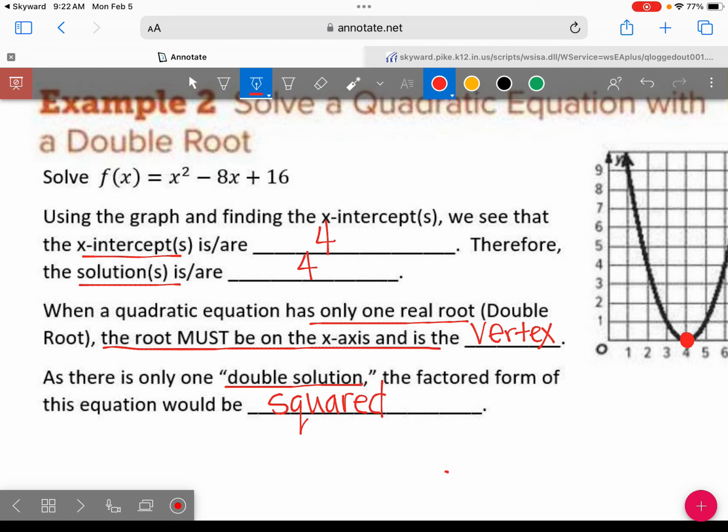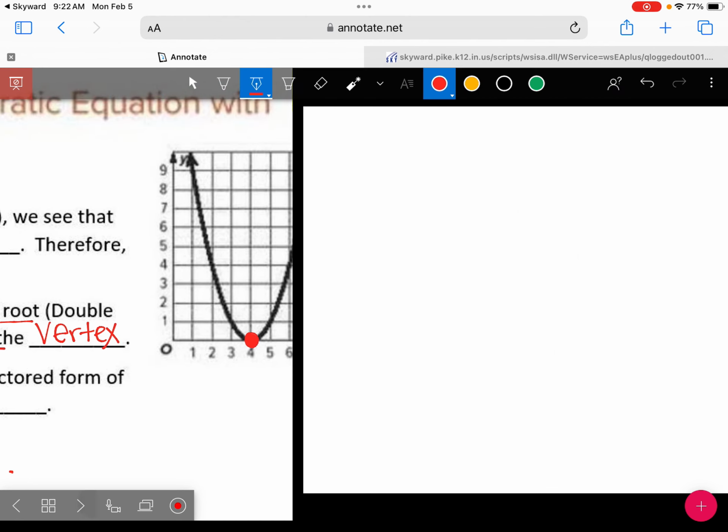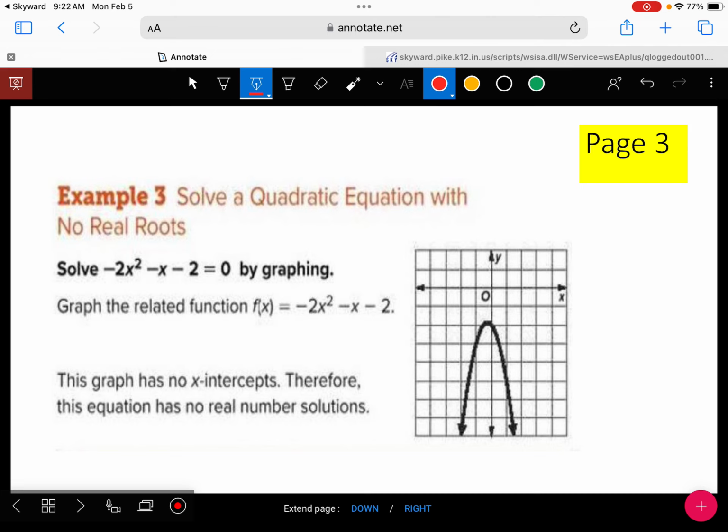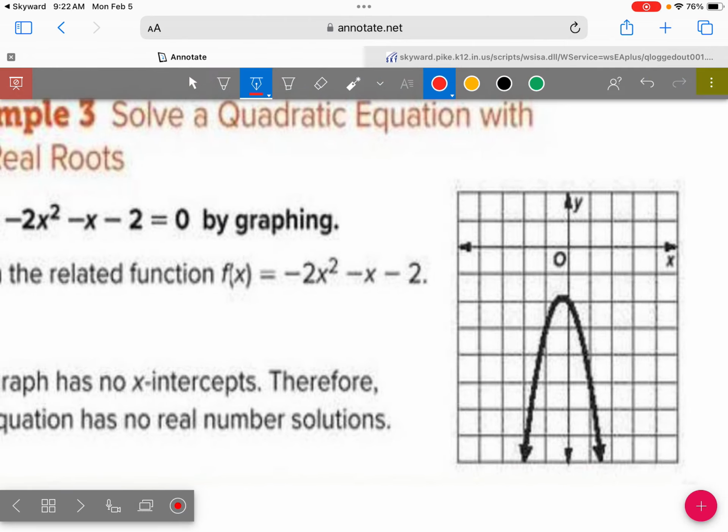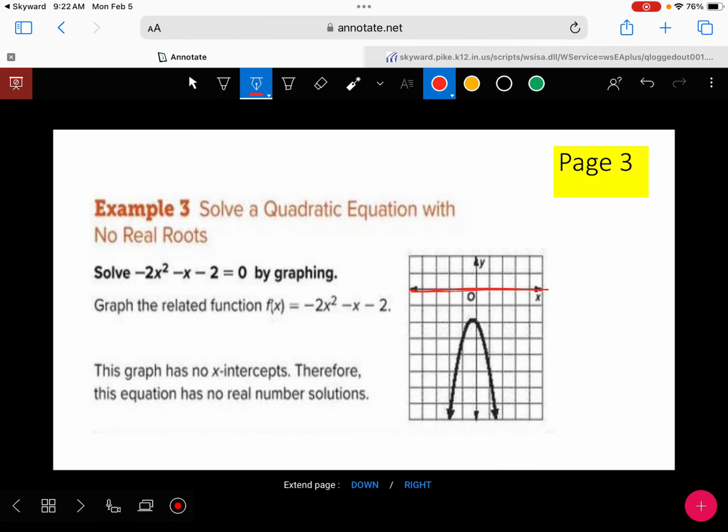All right, there's only one more question for today. And that's just looking at this graph. When you look at this graph, what do you notice about this parabola? This is my x-axis right here. Is that parabola going to cross through that x-axis? No, it doesn't, and it's never going to. When that happens, you don't have a solution. There are no x-intercepts, which means there are no real solutions.